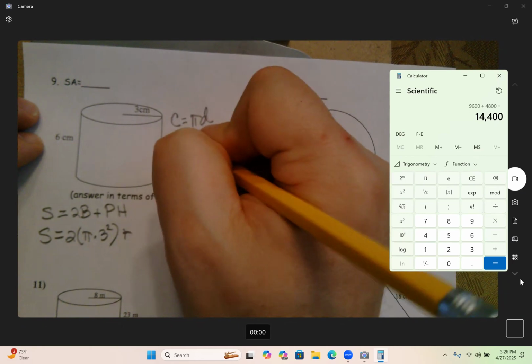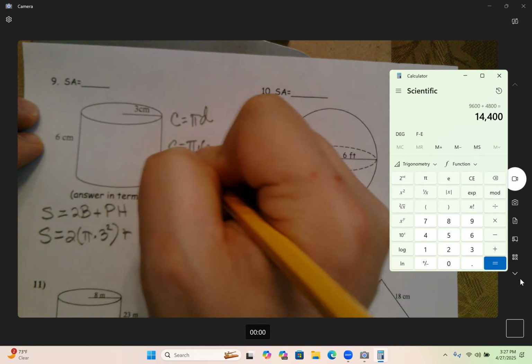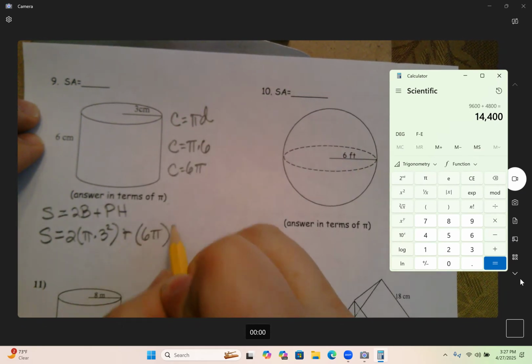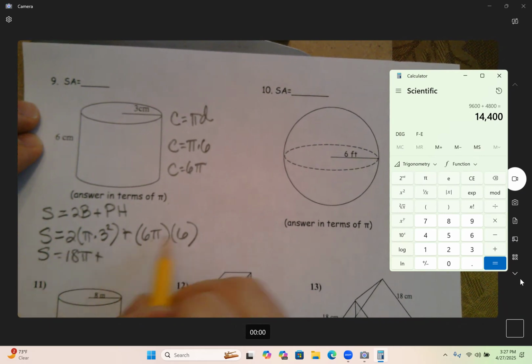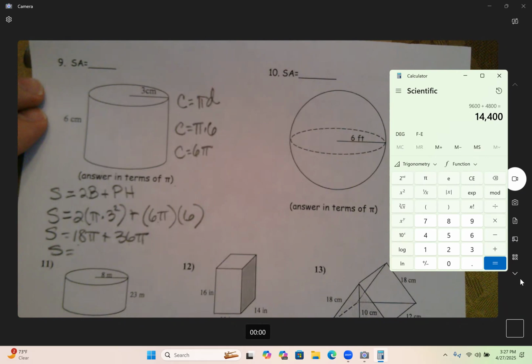So pi times, it's not 3, it's 6. So the circumference is 6 pi. So perimeter of the base is 6 pi. The height of the cylinder is 6. Okay. So 9 times 2, 18 pi. 6 times 6, 36 pi. So the total surface area, 18 pi plus 36 pi, these are like terms. So you can combine them together to get 54 pi centimeters squared. Okay.